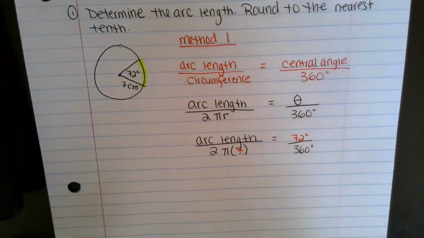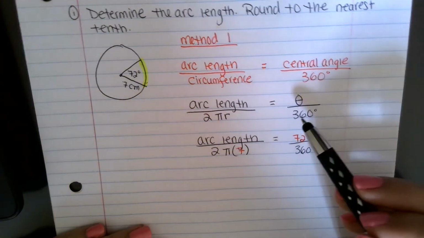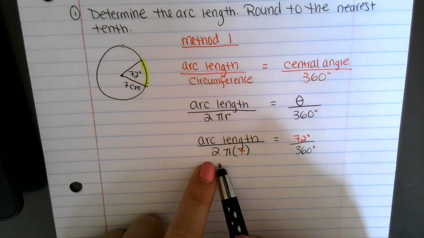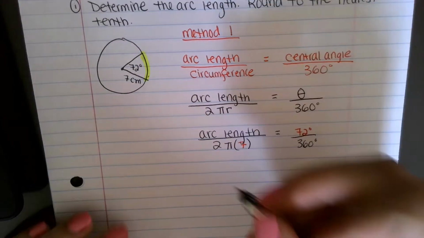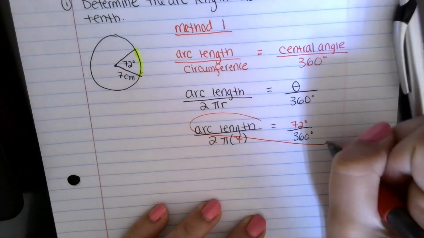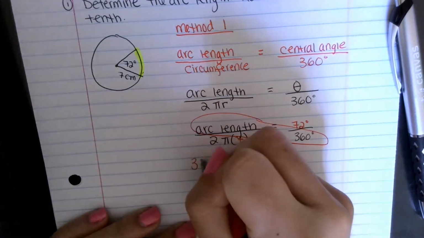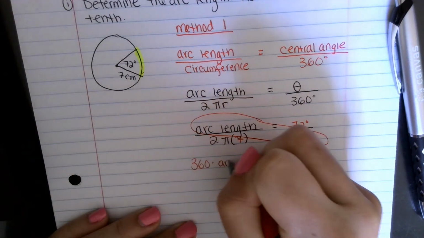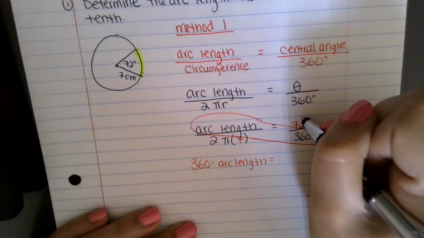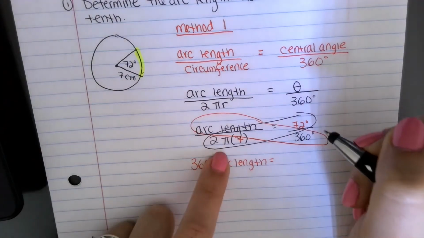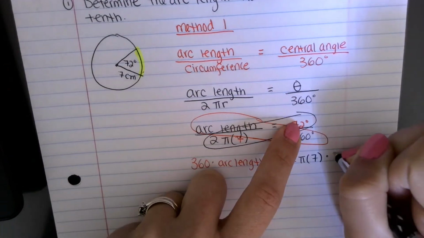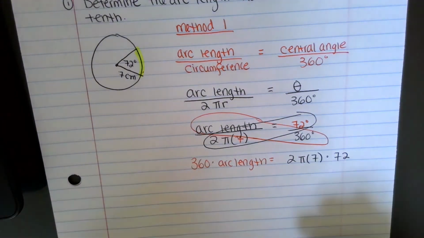So now we're going to go ahead and multiply this across. If you want to make it nicer, you do 2 times 7 and just leave it as 14 pi if you want. You could always do that before you cross multiply. So you have 360 times your arc length equals my circumference was 2 pi times 7 times that central angle, which is 72.